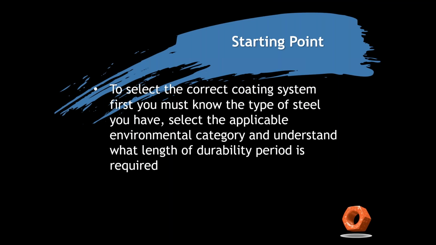Just as a quick starting point, to select the correct system, first you really need to know the steel that you have. You need to understand the environment, the environmental category that the steel is going to be in, and also the length of durability period that you require. All too often we get requests that I've just got some steel, I need a paint system. And so again, we're going to come back to you and ask you what type of steel is it, where is it, what kind of durability period do you require, because it all makes a difference on the coating system that we're going to specify for you.